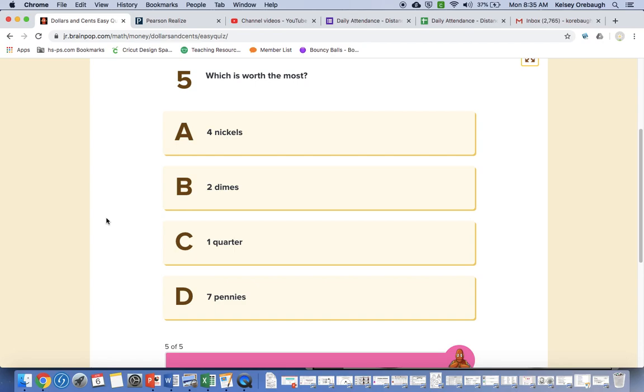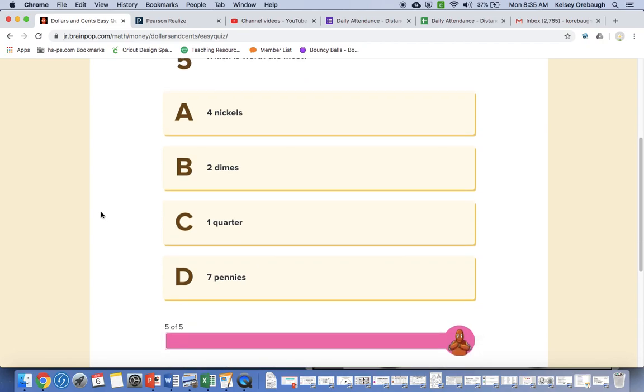And number 5, which is worth the most? We've got to do our math skills here. 4 nickels, 2 dimes, 1 quarter, or 7 pennies. Let's figure out these amounts together. We know that 1 nickel is worth 5 cents. So we can find out how much 4 nickels is worth by skip counting 5 4 times. Do it with me. 5, 10, 15, 20. 4 nickels is worth 20 cents.